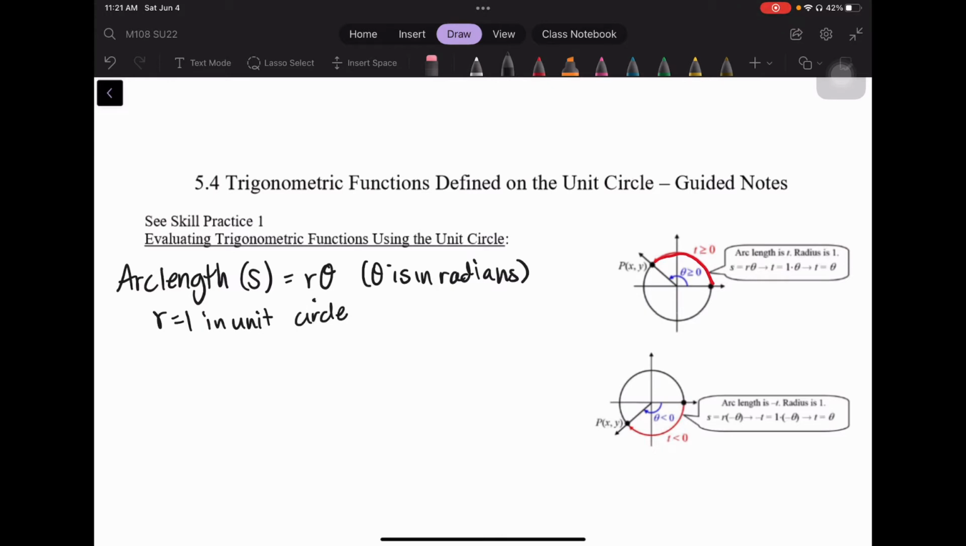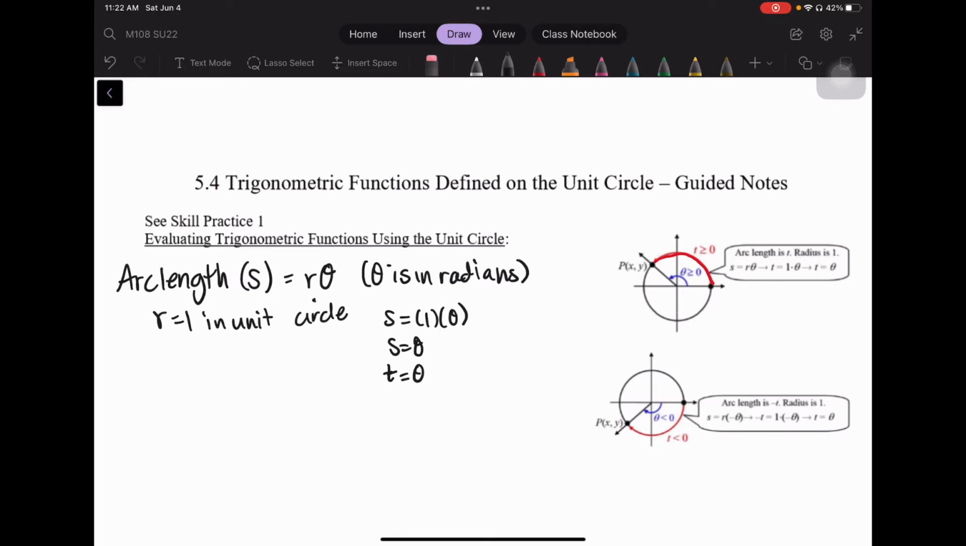So if I'm talking about the positive counterclockwise value of t, then the arc length s is equal to 1 times theta, or s equals theta. Well, s in this case is t, because that's the arc length that we're measuring. So t equals theta when we're talking about a positive value of theta.